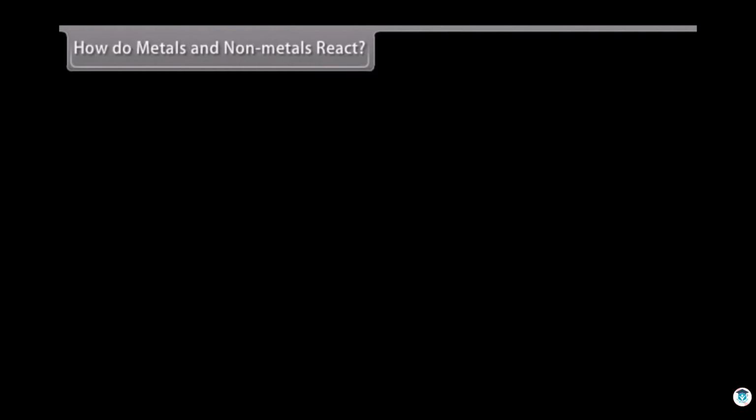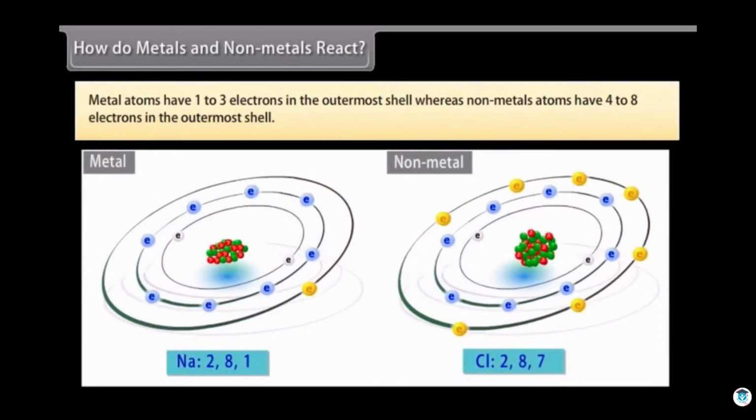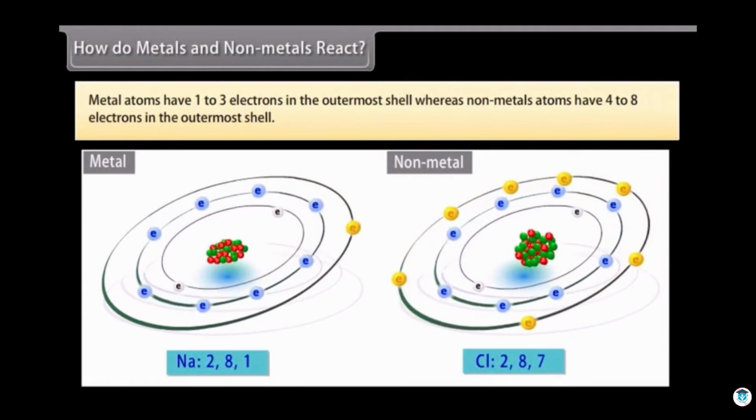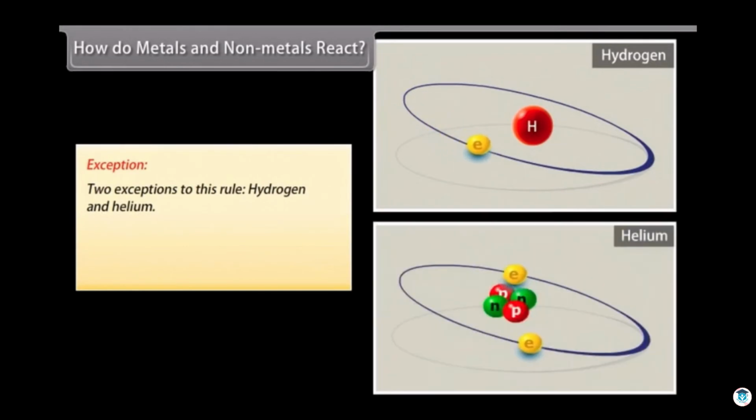How do metals and nonmetals react? Metal atoms have 1 to 3 electrons in the outermost shell, whereas nonmetal atoms have 4 to 8 electrons in the outermost shell. Exception. Two exceptions to this rule: hydrogen and helium.